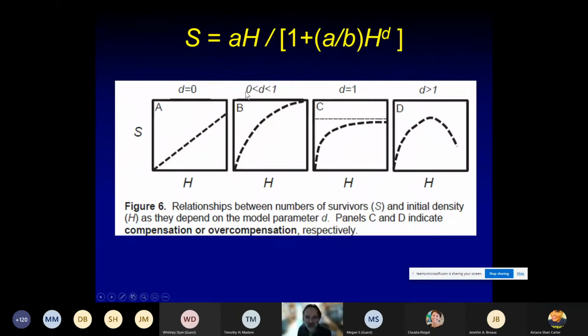If D is between 0 and 1, you expect this kind of decelerating relationship where survival is going up, but at a slower and slower rate. If D is equal to 1, you expect this relationship, where as initial density goes up, the number of survivors approaches an asymptote, a maximum. And if D is greater than 1, you expect this shape, where the initial density, as it increases, produces more survivors, but eventually the reverse happens. At higher and higher densities, fewer and fewer survivors are produced. So that's what D controls in this expression.